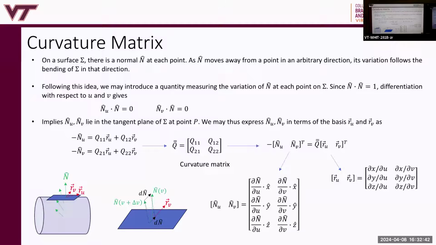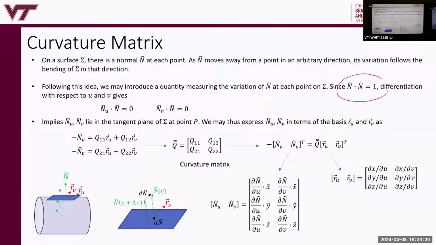All right, but now, instead of using this t hat and n hat normal section curve that we're going to define the curvature in terms of in a particular direction, which we also express as a ratio of the first and second fundamental forms, right? Instead of doing that, we're going to track the normal, which is kind of similar. All right, good. So, following this idea, we may introduce a quantity measuring the variation of n hat at each point on sigma. How do we do that?